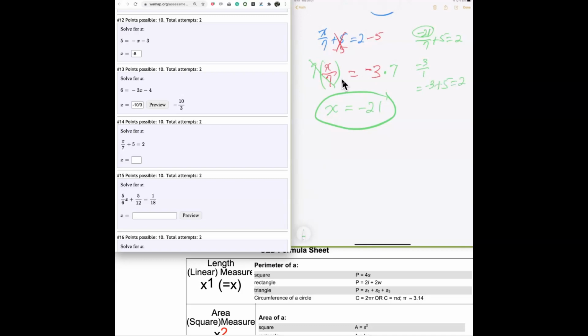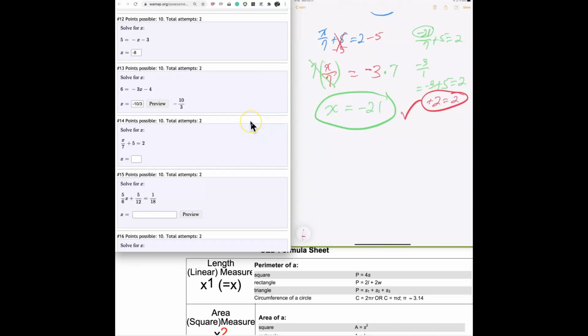And now is that equal to 2? Let's see, negative 3 and positive 5. Signs are different, so the difference between those two numbers is 2. And the bigger number, 5, has a positive sign, so I think we're good. There, we did it. 3 in just over 5 minutes.